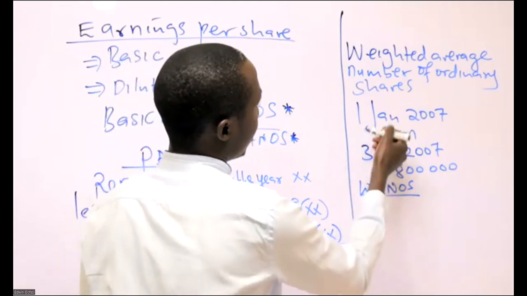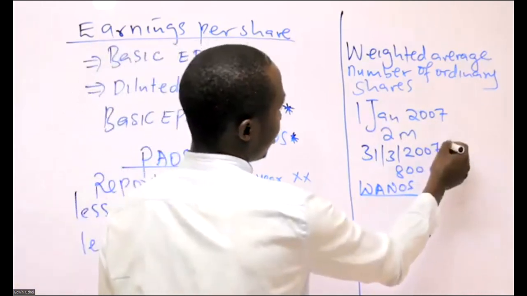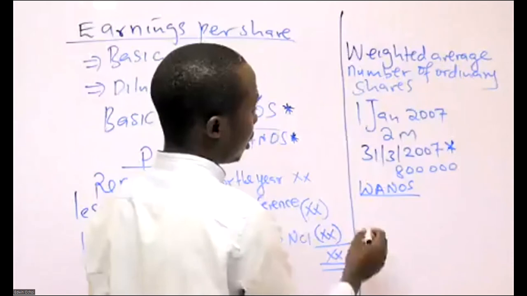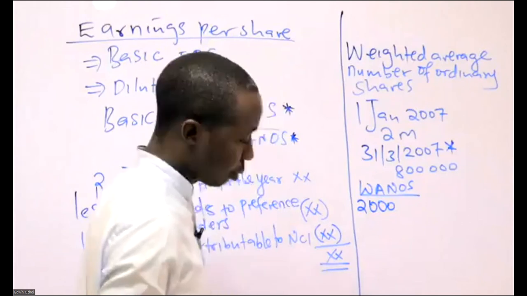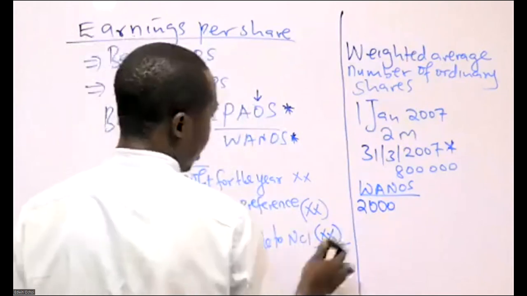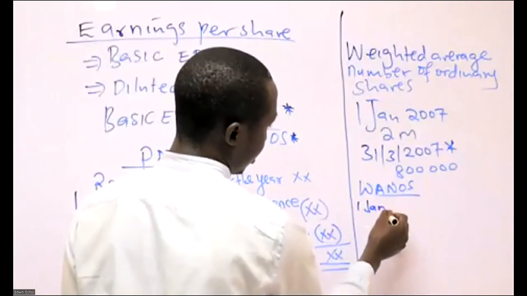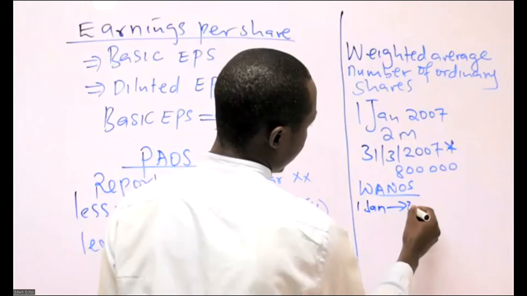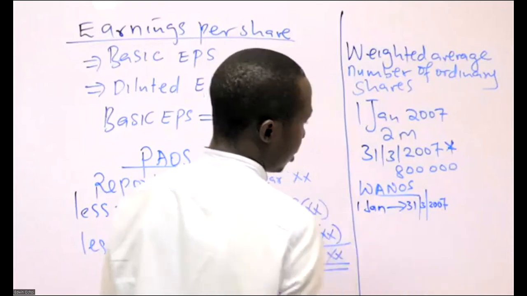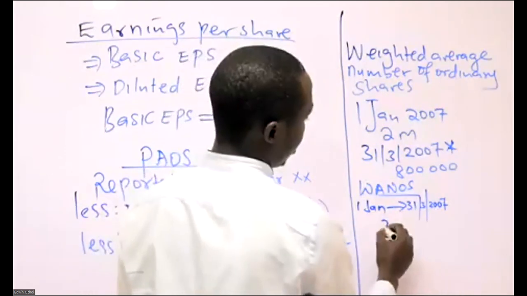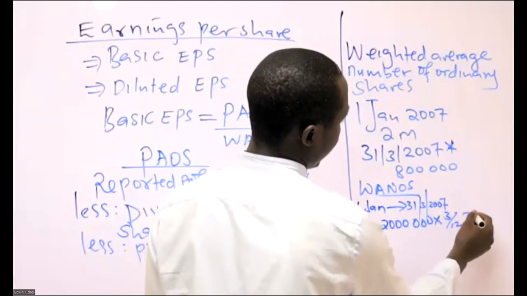You consider the shares which were with the shareholders from the initial period up to the time they issued the additional. That is 2 million. Let me mention the time. The first 2 million, you consider from 1st January to 31st March 2007. So this one, you say 2 million times 3 over 12.